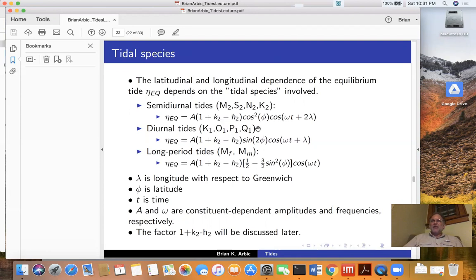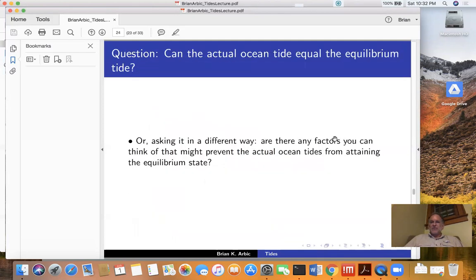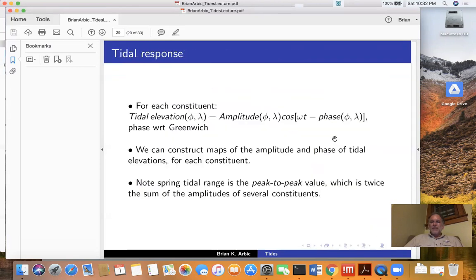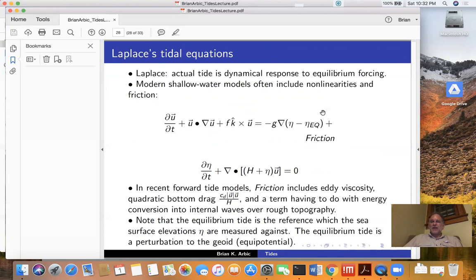And then there's another even more complex thing that arises called self-attraction and loading. Basically, the self-gravity of the tide on itself changes the gravitational potential. The load of the ocean tide compresses the Earth. That's different than the body tide, which is a direct response to astronomical forcing. And then the self-attraction of the deformed Earth changes the gravitational potential. All of that together is called the self-attraction and loading. And so there's another term in this equation that accounts for the self-attraction and loading.